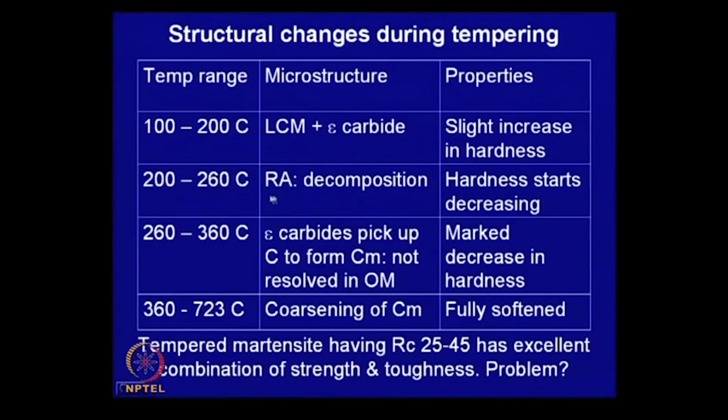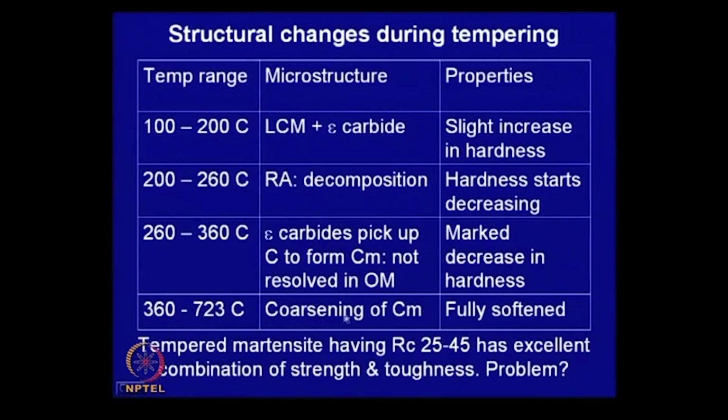Next is this temperature range, which also coincides with the bainite transformation range, and here retained austenite decomposes, and the hardness keeps changing, and parallelly the martensite also keeps changing, and there will be a significant drop in hardness. And in this temperature range, epsilon carbide can pick up carbon to form cementite, but these are not resolved in an optical microscope. But there will be a marked decrease in hardness.